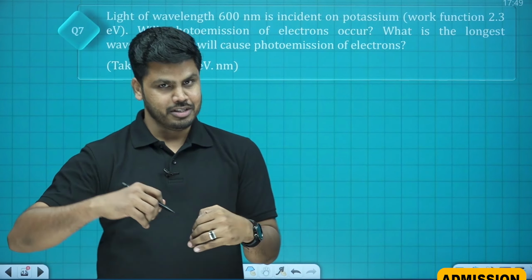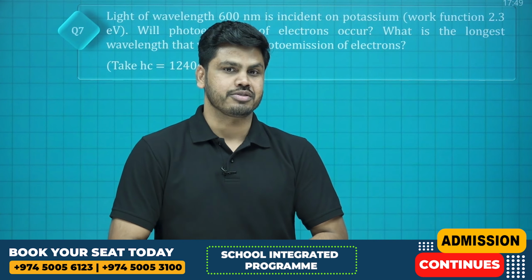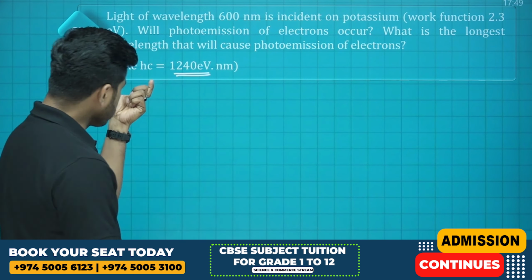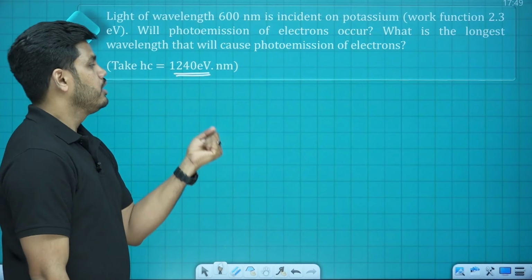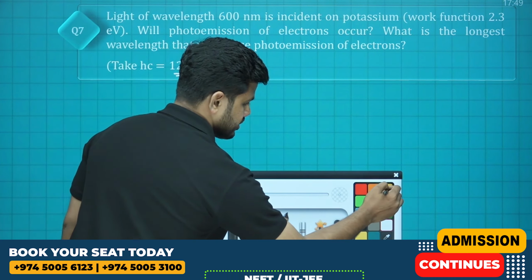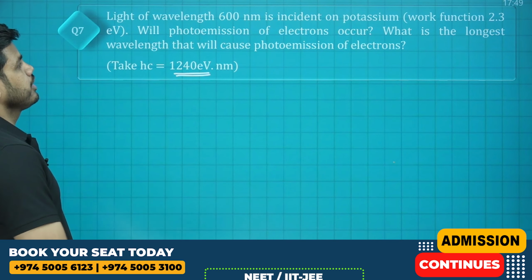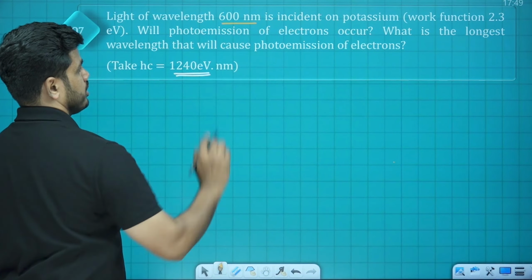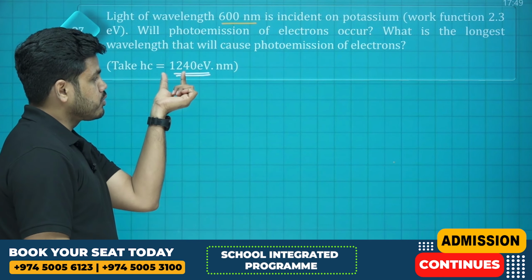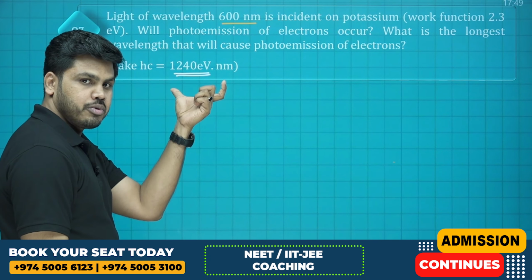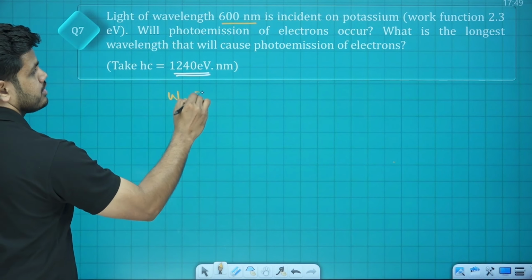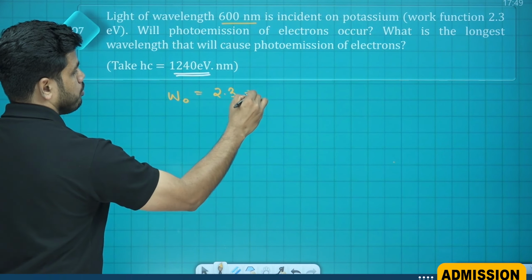We had a discussion about this in the previous video, where we discussed MCQ questions, and we explained this part in detail there. Look at the last part of the question, you're given a hint: take hc as 1240 eV nm. NM is a nanometer, right? So we can use that equation. Here the incident wavelength is given in nanometers. We did similar questions in the MCQ discussion video, so 1240 is to be used. Work function is given as 2.3 electron volt.